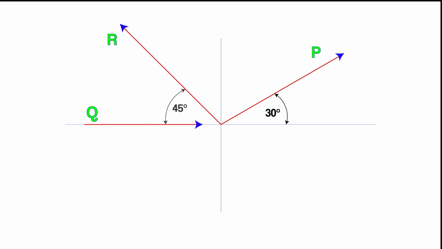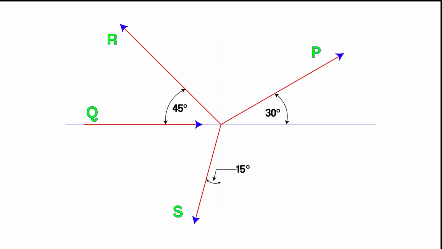Last but not least, we have force S. It's pulling at a 15-degree angle to the left of the bottom vertical. Once again, the length of the arrow denotes the magnitude, and the angle represents the direction of the force.